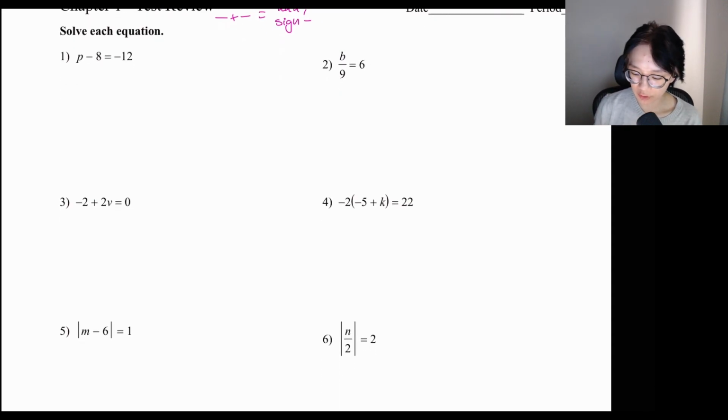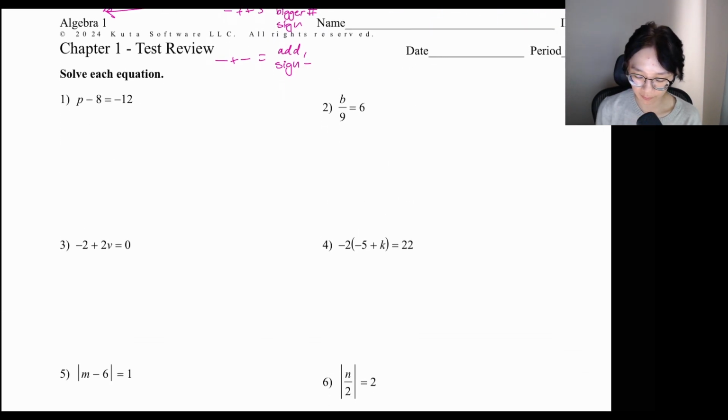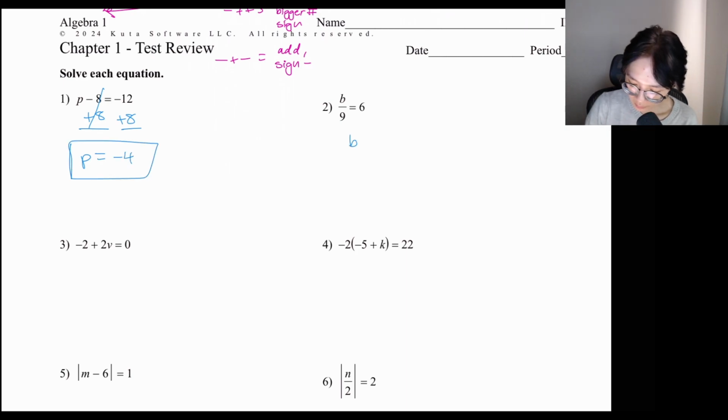So, solve each equation. This means all of these have just one variable, so you're going to solve for that variable. Here we have just p. What else is on p's side? Minus 8, so we're going to add 8 to both sides. P equals negative 4. Here we have b divided by 9 equals 6. We want to isolate b. What's happening to b? Divide by 9, the opposite of division is multiplication. So we multiply both sides by 9. B is equal to 54.